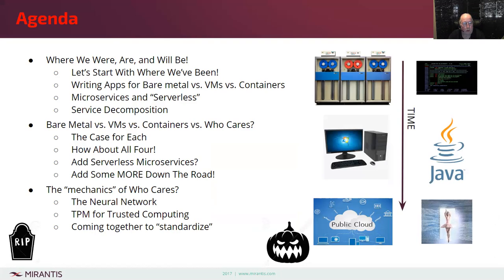So today, let's talk about what we're actually going to be talking about: where we've been, where we are, and where we will be. We'll start with where we've been and writing the applications. We'll talk a little bit about microservices and service decomposition, which I think is very important. We'll do some comparisons of bare metal, virtual machines and containers, and a category I call Who Cares, which I'll unveil as we present more information. We'll do the case for each, add services and some more services down the road. And then we'll talk about some of the mechanics of the Who Cares category, which I think is an interesting side route for us.